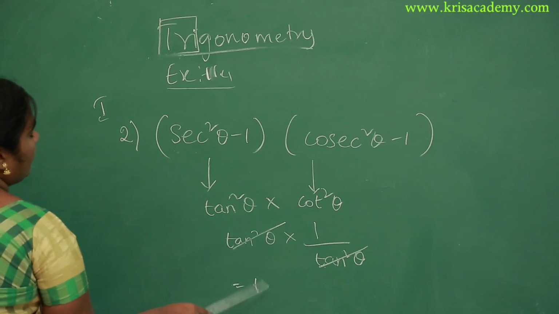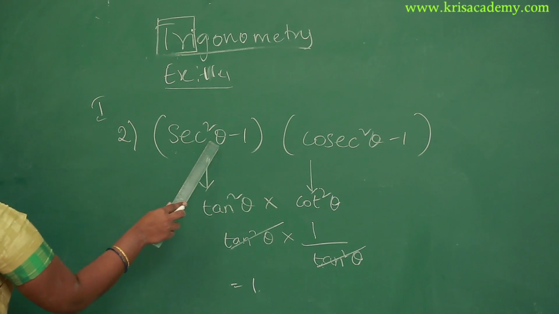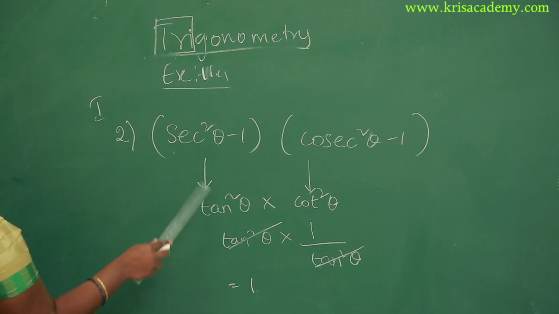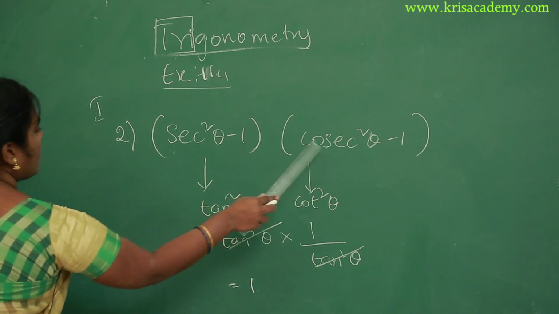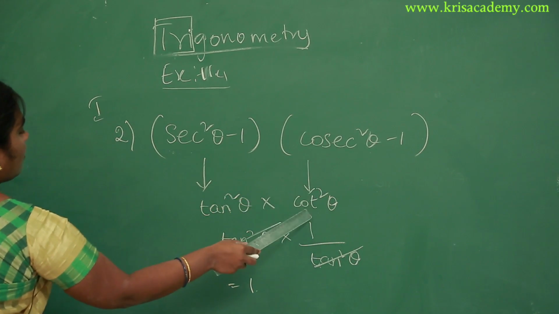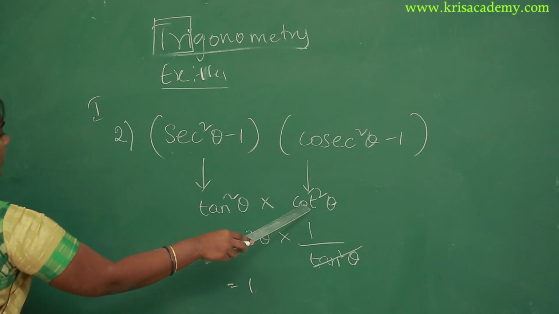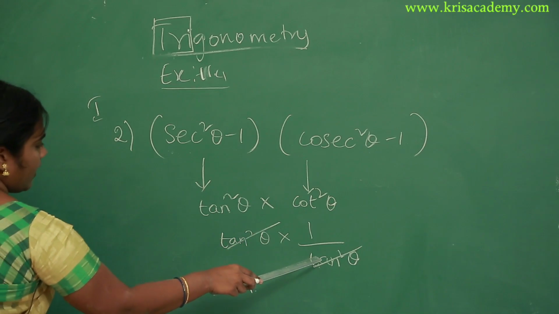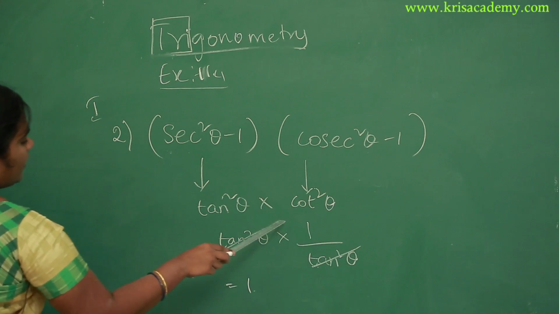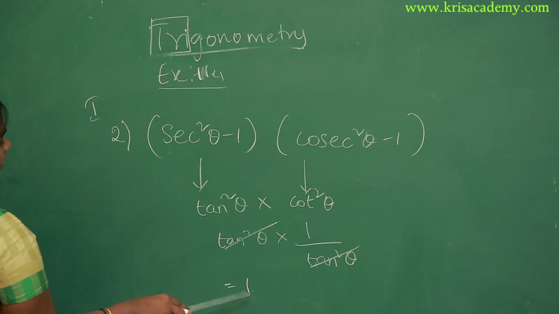1 is the answer. Once again, sec²θ − 1 trigonometric identity is tan²θ. cosec²θ − 1 identity is cot²θ. cot²θ reciprocal is 1 by tan²θ. tan²θ will get cancelled. The answer is 1.